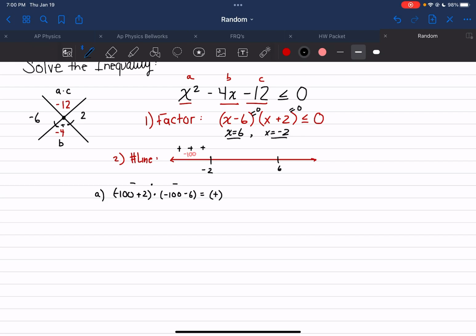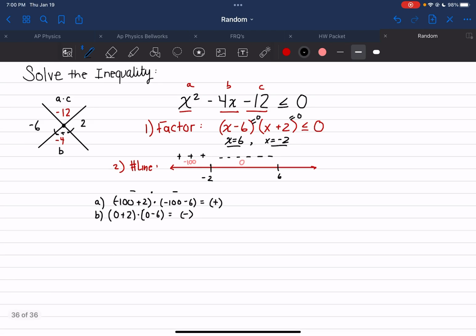So let's move on to the next part and it'll start to make more sense. Next, I pick a value between negative 2 and 6. I'm going to pick 0 because it's the easiest one to work with. So I'm going to plug in 0 plus 2 times 0 minus 6. And off the top of my head, I know this is negative, right? I don't really need the number. I don't need the calculations. They're not important. Just the direction is important. So this is a negative area.